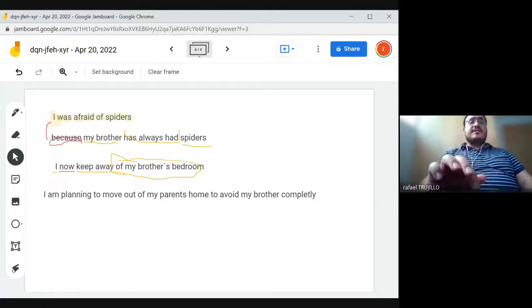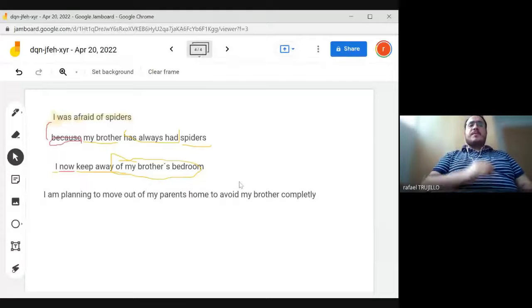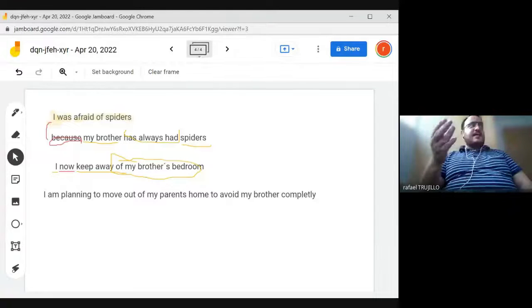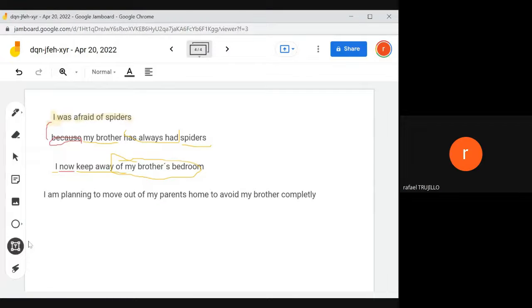It's only one sentence. I am planning, that is present continuous, but it works as future. I am currently doing it to move out. So, in this case, now we have the full form completely made. So, let's find out how can it be if we put it all together.